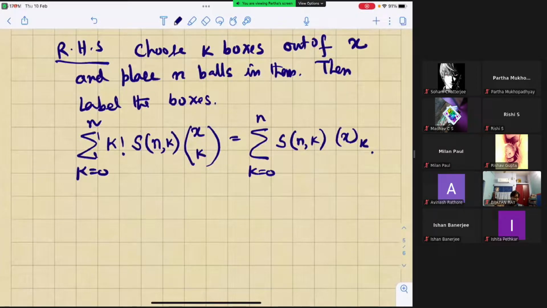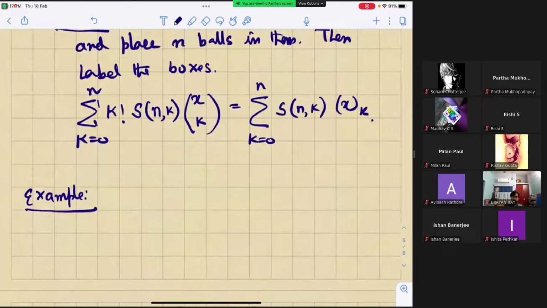Yeah, so let's maybe see another example. Simple example. Let's try to prove. Just a question: I did not understand the RHS clearly. Could you repeat?